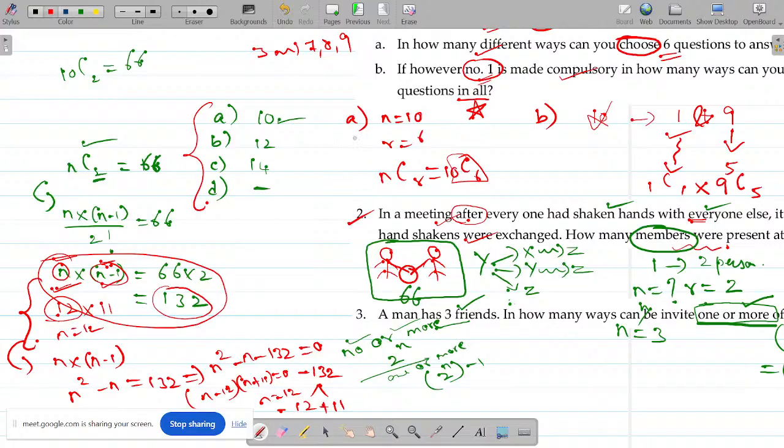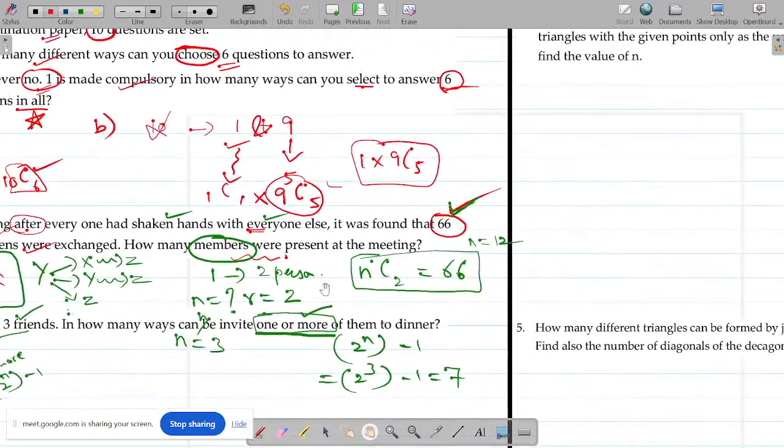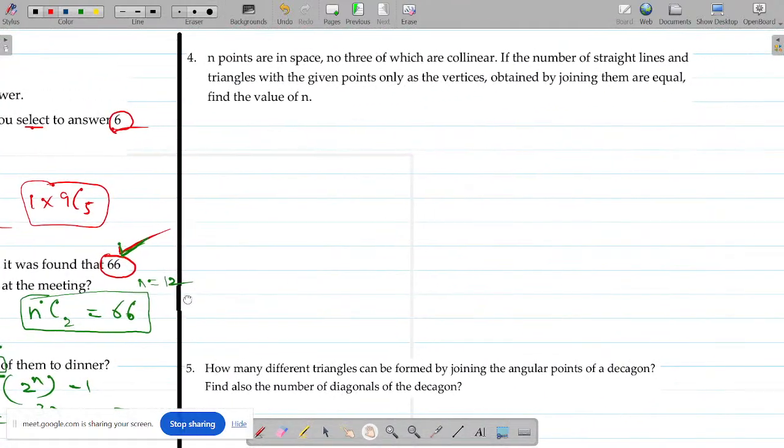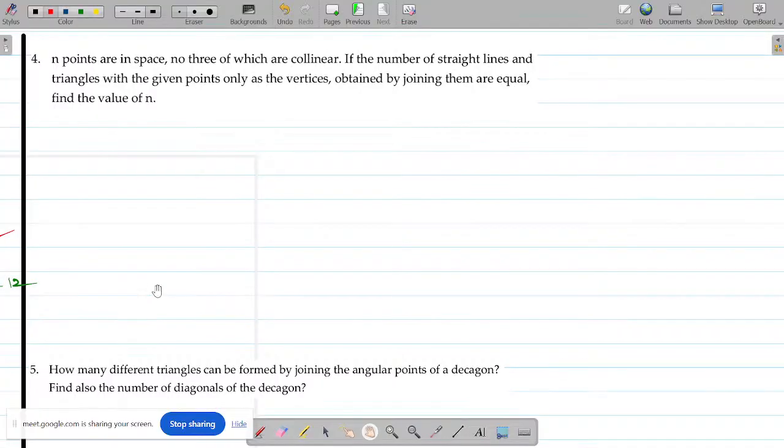What about the first one? A, you got the value of 10C6 and 9C5, right? 10C6 and 9C5. Shall I go for the fifth one now? Fourth one, sorry. Fourth one is a different question. It's a descriptive question, a little geometric.